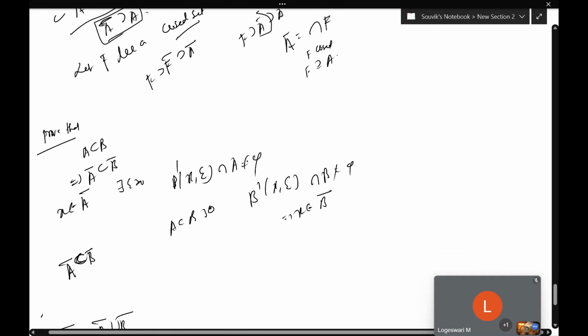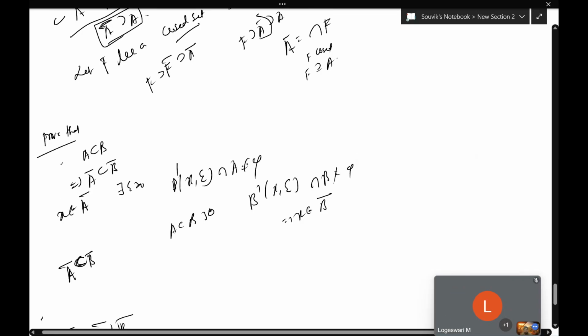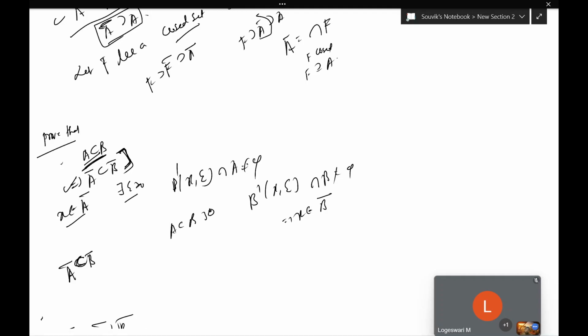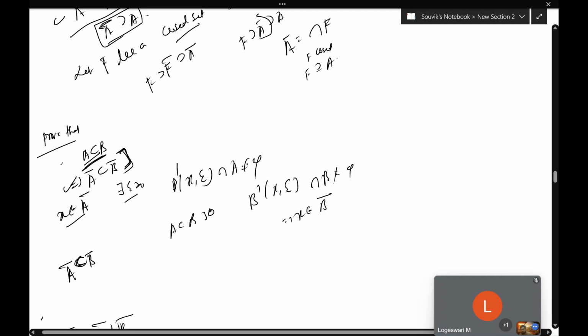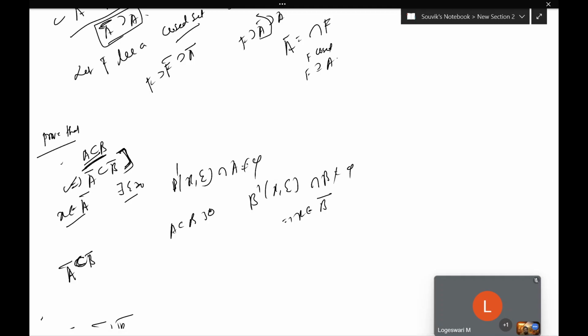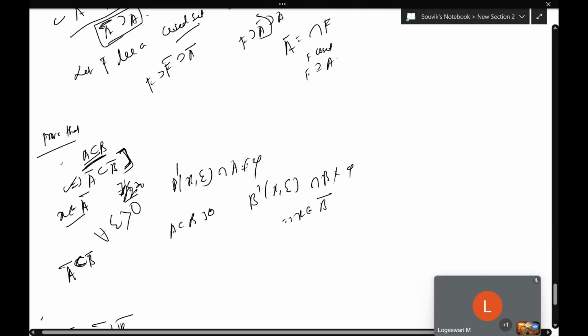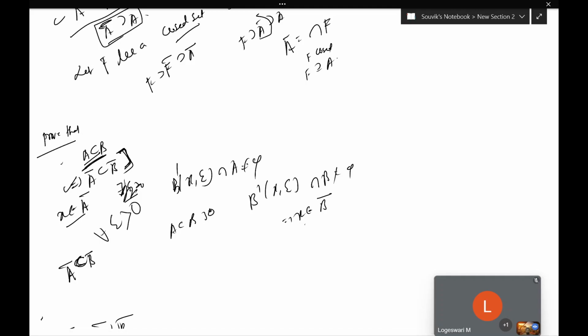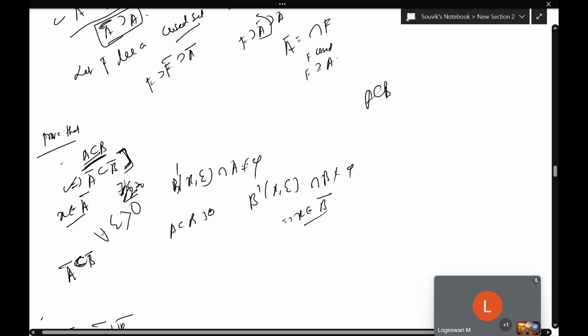Sorry. So consider A subset of B. We need to show that A closure is a subset of B closure. So how to do that? Suppose x belongs to A closure. Since x belongs to A closure, for all epsilon greater than 0, the deleted neighborhood of x with radius epsilon intersects A, which is non-empty. Now since A is a subset of B, it also intersects B, so x belongs to B closure. That's why A subset of B implies A closure subset of B closure.